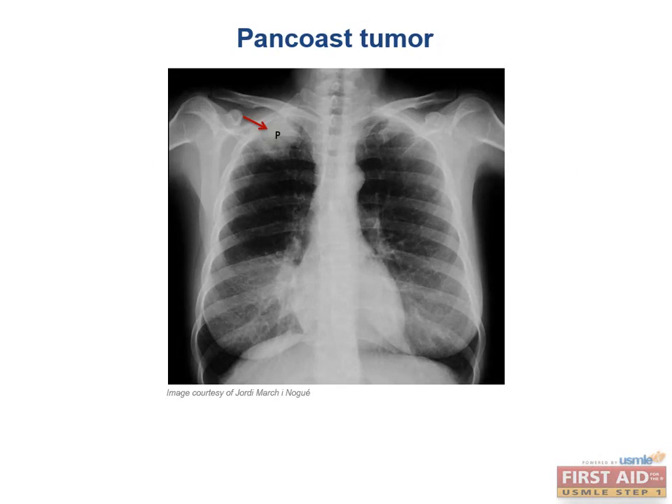Pancoast tumor is a classic type of lung cancer situated in the apex of the lung. Here's an example of a Pancoast tumor that can be seen in the upper right lobe of this chest x-ray. These are typically non-small cell lung cancers. Why is that? As you might remember, small cell lung cancer tends to be centrally located. Remember this for central. You can get Horner syndrome through compression of the cervical sympathetic plexus.